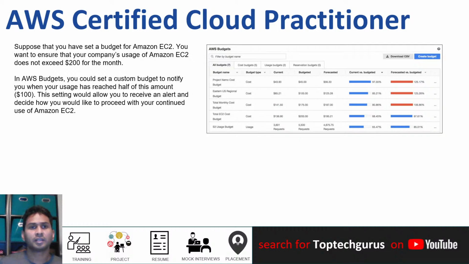Let's say you want to have a budget for how much you want to spend. So that's when you go into the budget tool. AWS Budgets helps you see how much you've been using for this month and compare it against a budget you set up.